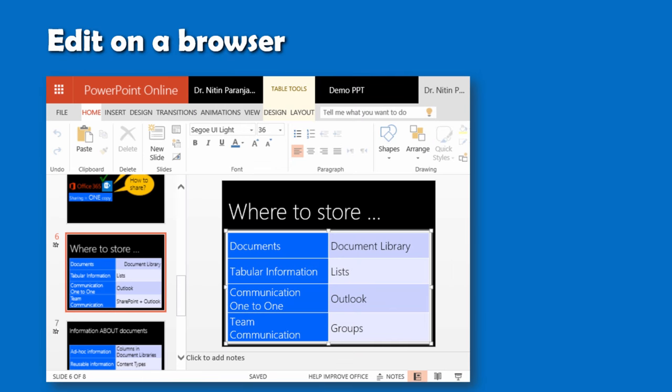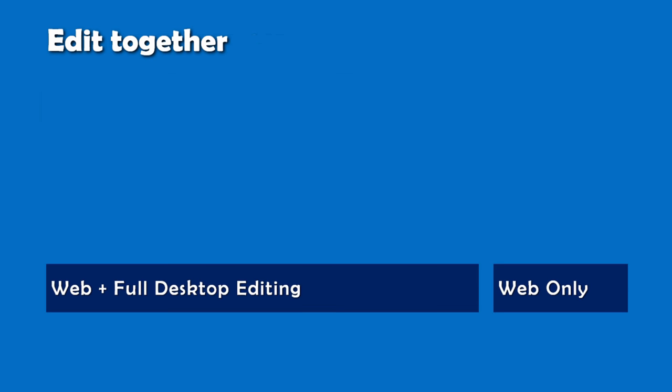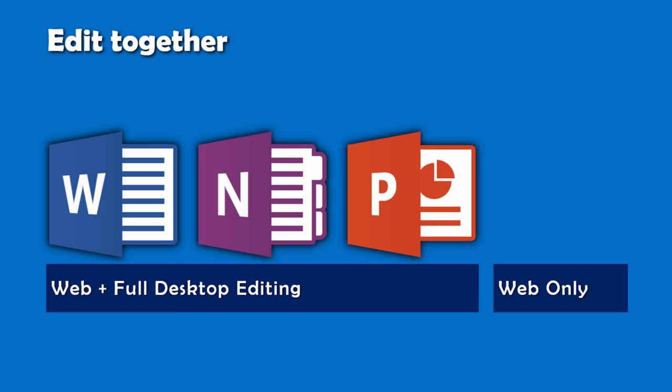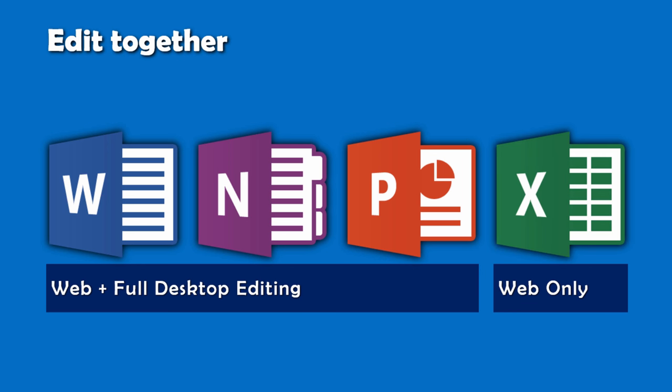Word, Excel, PowerPoint and OneNote can be edited online using any browser. And it is best for quick editing or reviewing. Printing is also supported. Now multiple people can edit the same document together simultaneously. With Word, OneNote and PowerPoint, you can use a combination of browser as well as the full desktop edition. With Excel, it can only be web-based editing.